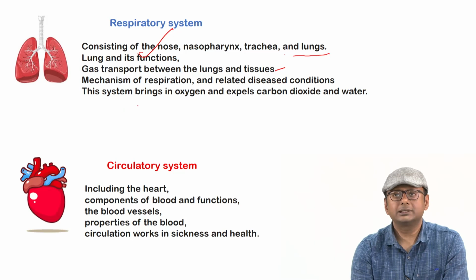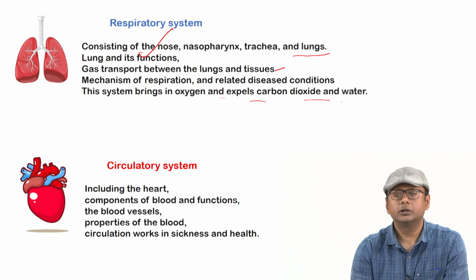Further, we'll see how the system brings in oxygen and expels carbon dioxide and water. So this all will be discussed in the respiratory system class. Then the circulatory system: as we said, blood is a very important component because it carries all our oxygen, nutrients, everything. And inside the circulatory system, the heart is the pivotal component. So we'll discuss thoroughly heart anatomy, how it functions, everything.